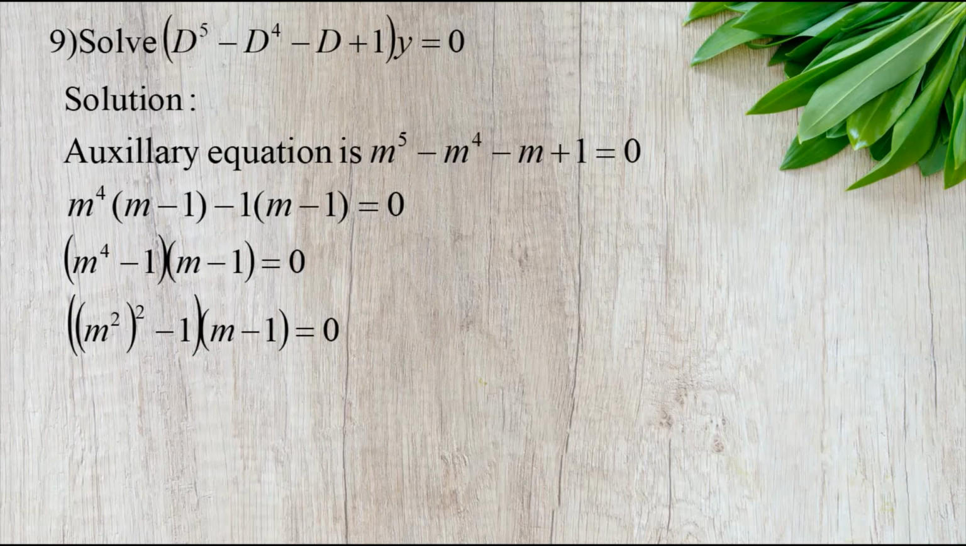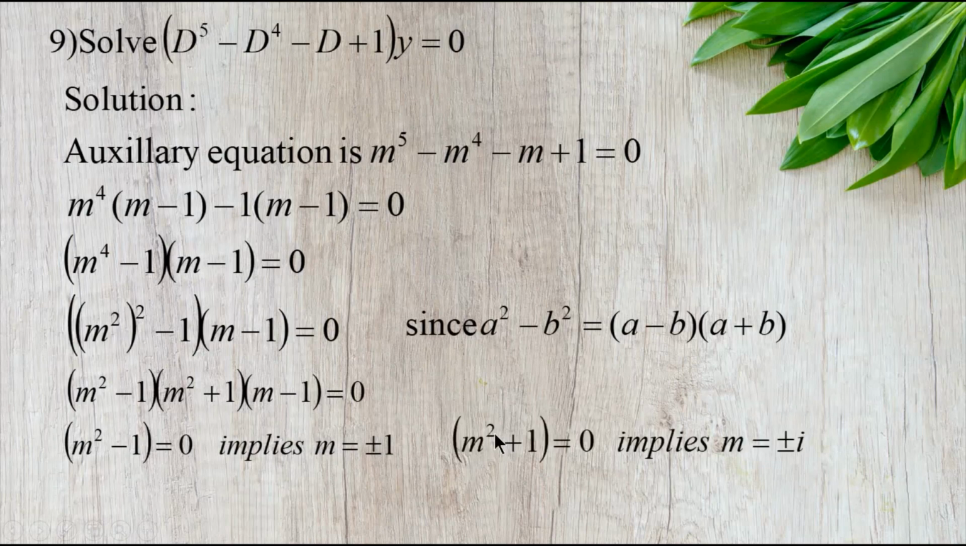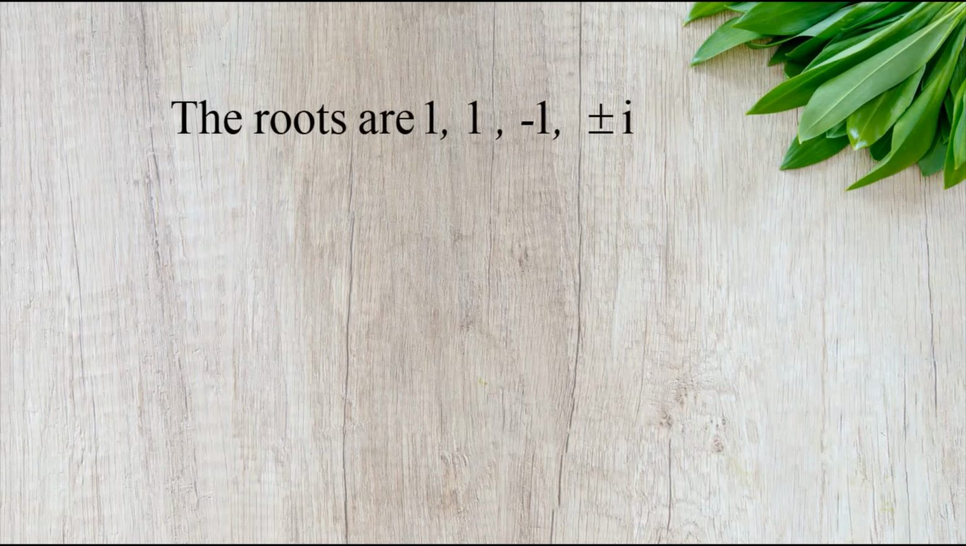You can make use of the formula a^2 - b^2, which is (a - b)(a + b). Thus upon simplifying further, we can find the roots. m^2 - 1 = 0 implies m = plus or minus 1. m^2 + 1 = 0 implies m = plus or minus i, and m - 1 = 0 implies m = 1. Thus we get 5 roots: plus or minus 1, 1 and plus or minus i.